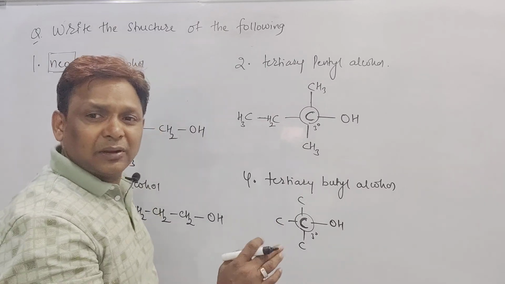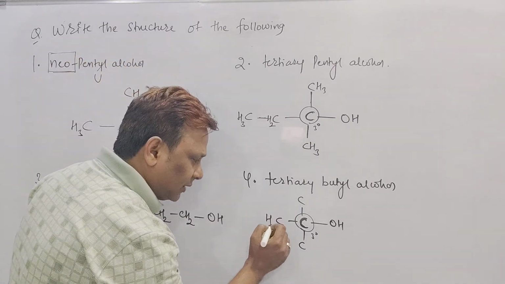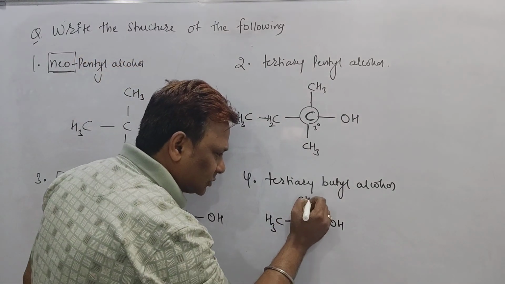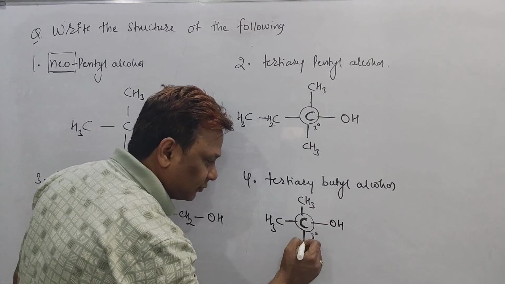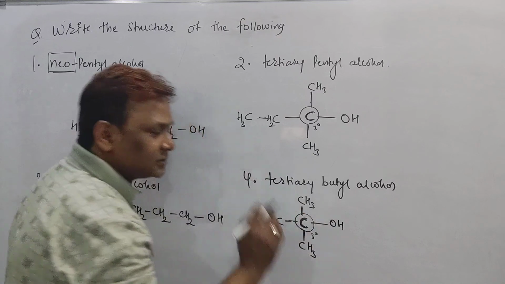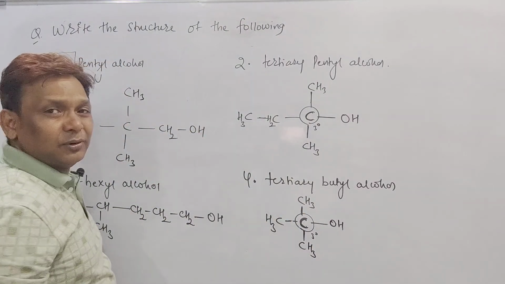Satisfy the valency of carbon equal to 4. How, beta? 3 plus 1, 4. Here also, beta, 3 plus 1, 4. Here also 3 plus 1, 4. And this carbon already has 4 bonds. This is a tertiary butyl alcohol.